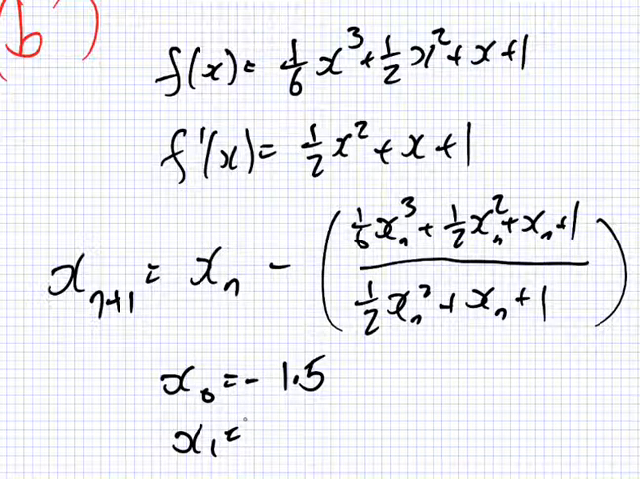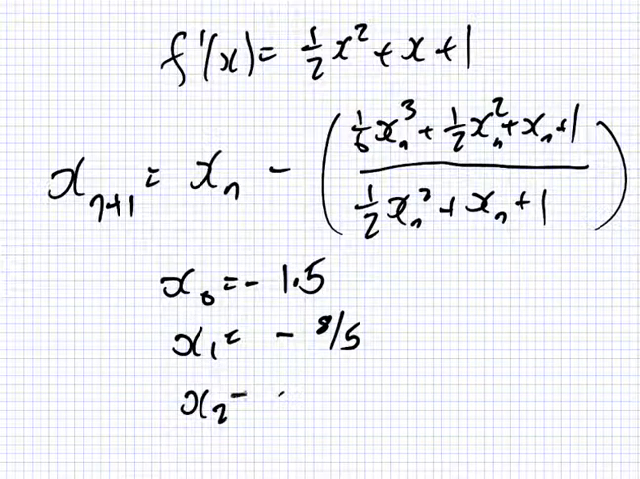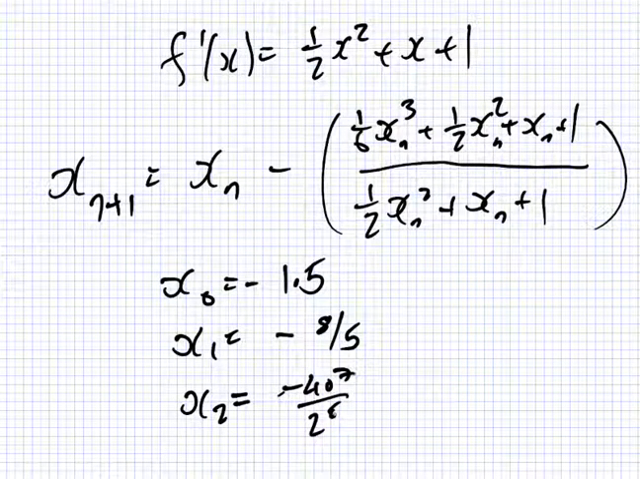plus that one squared divided by 2 plus that plus 1, over that squared over 2 plus that plus 1. So when you put this in on your calculator, you'll get minus 8 over 5 is the next one. And if you put minus 8 over 5 in on the calculator, minus 407 over 255.